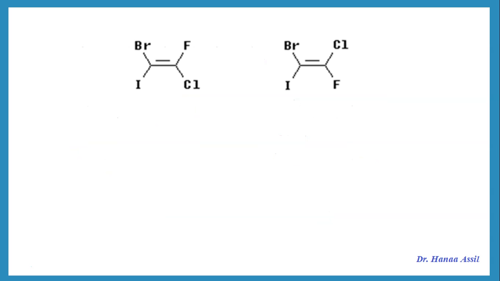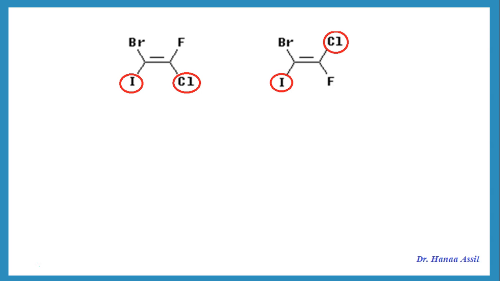What about this one? On the left, we're comparing which one has higher MR, bromine or iodine. And we know that iodine has higher MR. Now, on the other side, fluorine and chlorine, well, chlorine has higher MR. So that molecule on the left has the groups that have higher MR on the same side of the double bond, it's a Z. The other one has them on opposite sides of the double bond, that's an E.